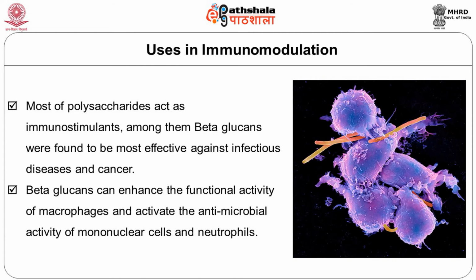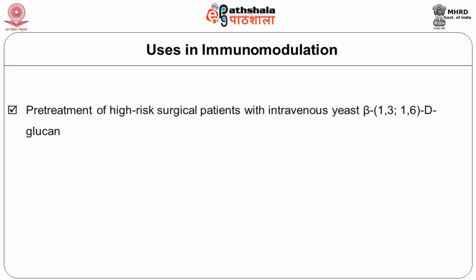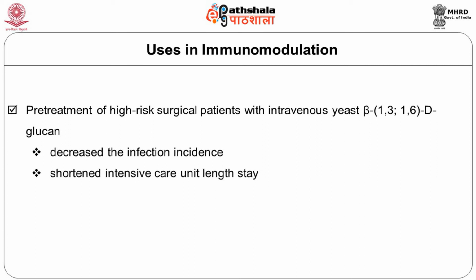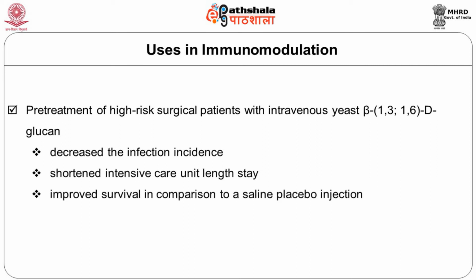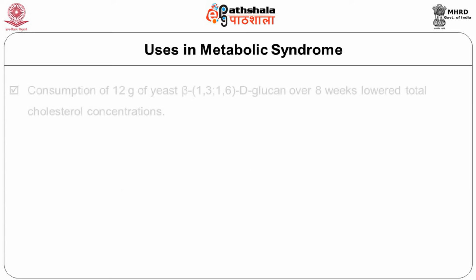and neutrophils. Pre-treatment of high-risk surgical patients with intravenous yeast beta-1,3/1,6-D-glucan decreased the infection incidence, shortened intensive care unit length of stay, and improved survival in comparison to a saline placebo injection.